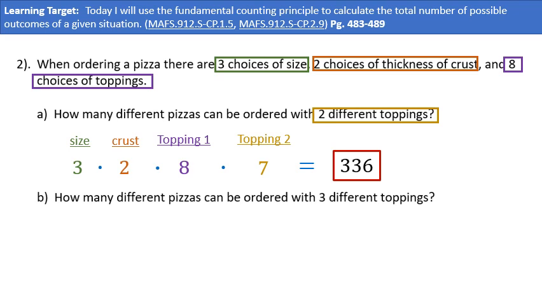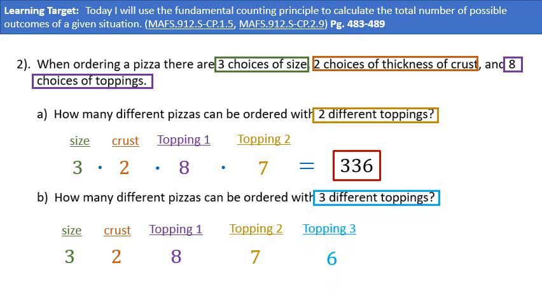Okay, now look what happens if we have to choose 3 different toppings. B says how many different pizzas can be ordered with 3 different toppings? Well, this starts off exactly the same as the previous problem. So I'm going to just copy over everything that I just did. Still have 3 options of choice for size, still have 2 options for crust, 8 options for our first topping, 7 choices for our second topping, but now we're going to have 3 different toppings.